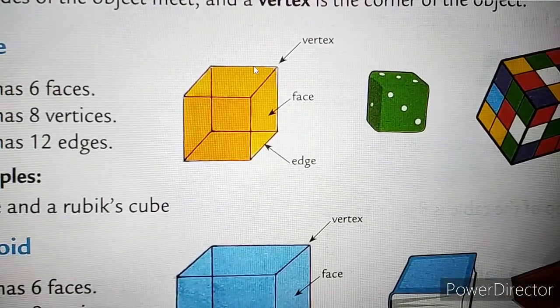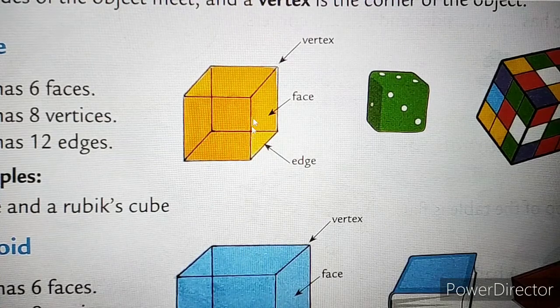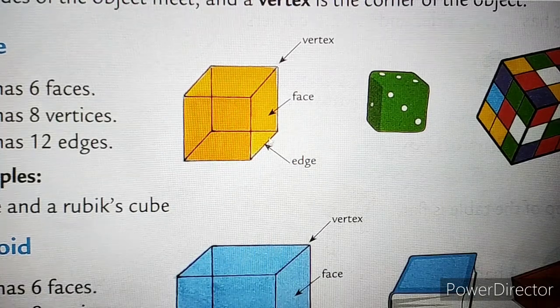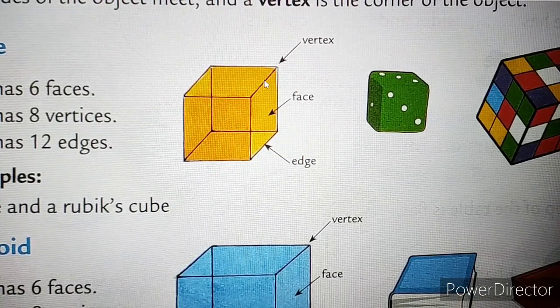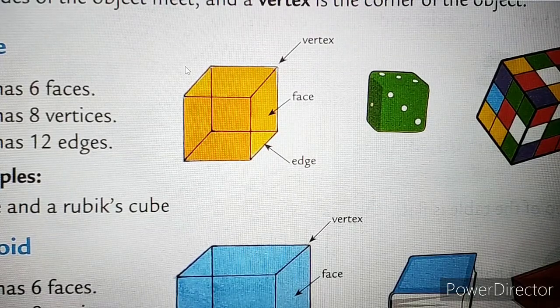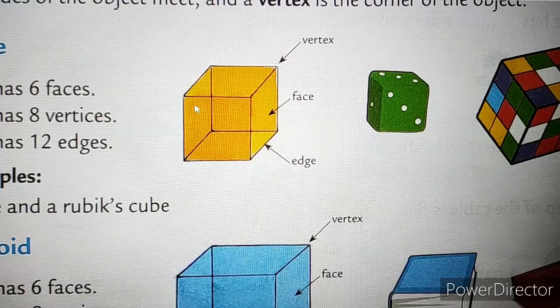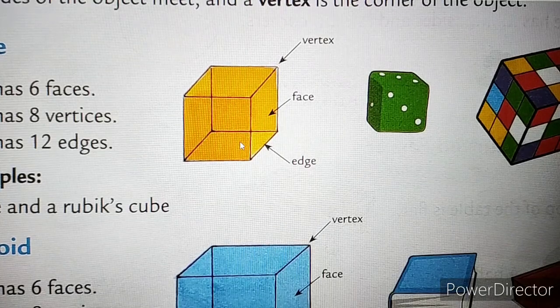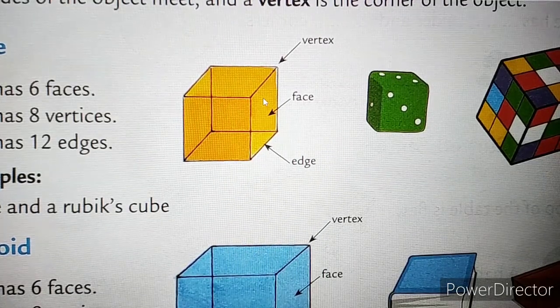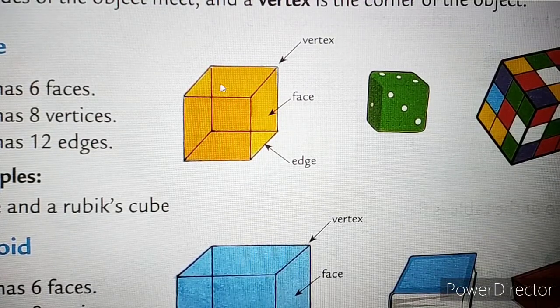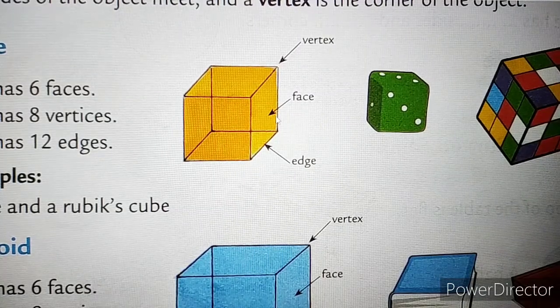Let's see this picture. This is a box looking thing, right? Consider it is a box, then it has some faces like this one, this one, this one, this one. These are the flat shapes we have learned in the previous class. These look like squares, right students? Yes. So these flat surfaces are called faces here.